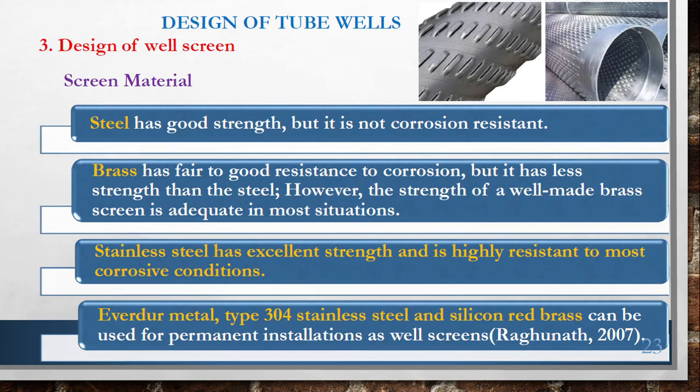There are many materials. Steel has good strength, but it is not corrosion resistant. Brass has fairly good resistance to corrosion, but it has less strength. But stainless steel has excellent strength and is highly resistant to most corrosive conditions, so we can choose stainless steel. Some of the other materials which we use as screen material are Everdur metal, type 304 stainless steel, and silicon red brass. These are some materials which we are using as permanent well screens. This data is taken from Raghunath.